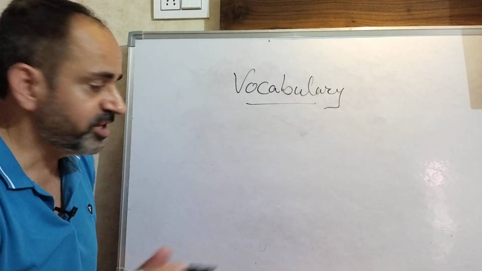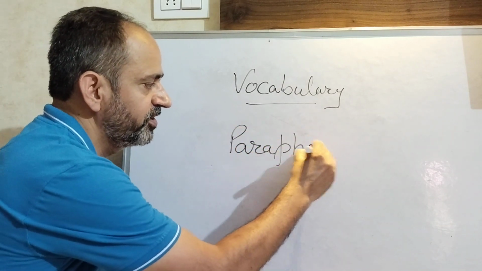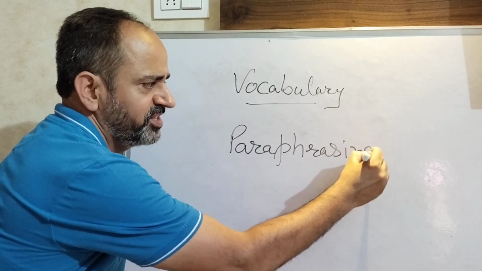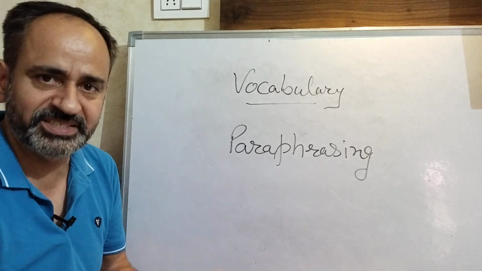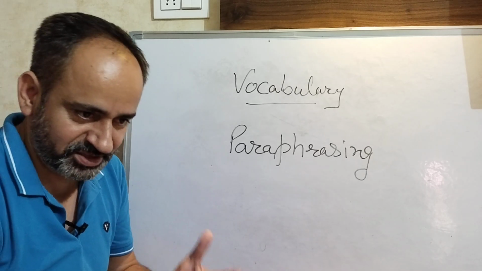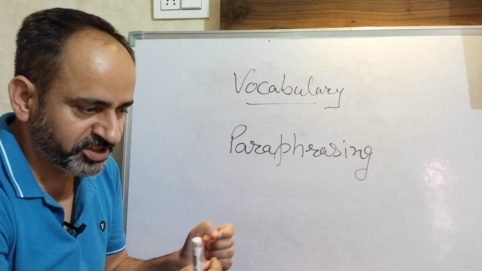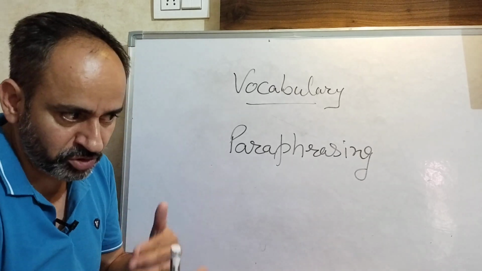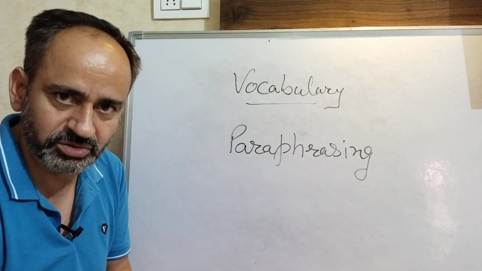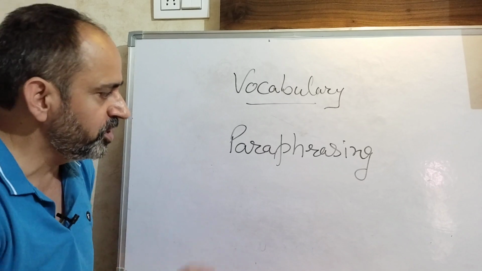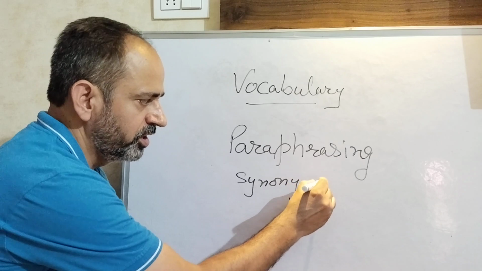The whole IELTS is paraphrasing. What is paraphrasing? It means that you have to express the same thing in different ways. You are writing something and you should be able to know how to write the same thing in many other sentences or many other ways. For that you need vocabulary or synonyms. So learn them.